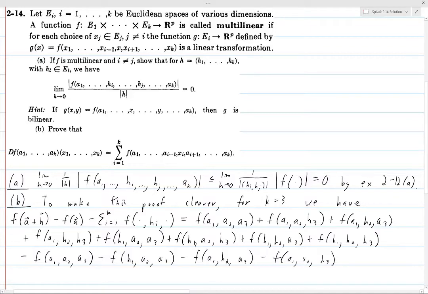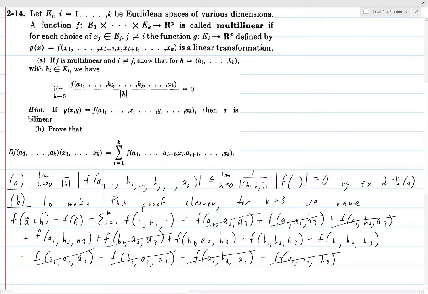Okay, and if we were to go from here, then we see that we can cancel a bunch of things. We get this f, this cancels with this. Let's see here, where's the other? h1, a2, a3, these two cancel. a1, h2, a3, that's here, this cancels here. And then a1, a2, h3, so this cancels with this.